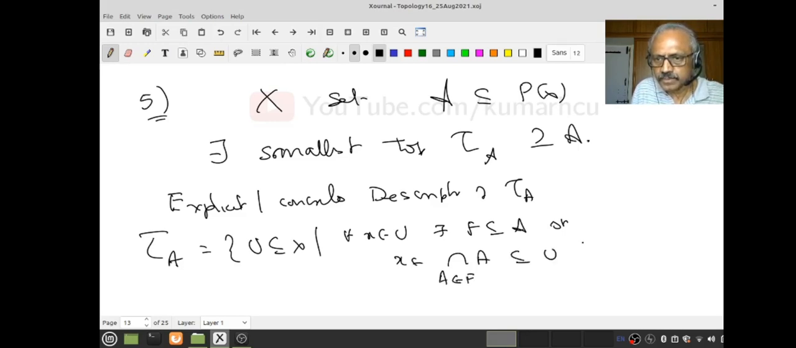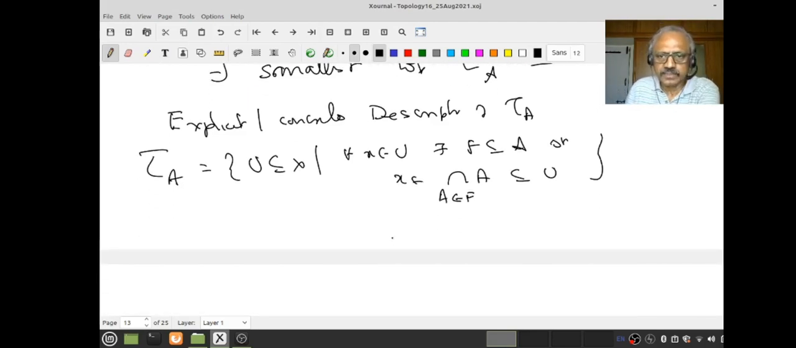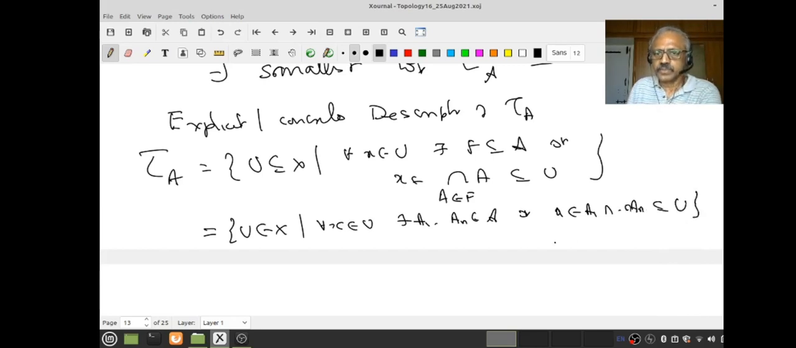As an MSc student, and more than that, you should learn how to work with this kind of thing rather than always enumerating A1, A2, ..., An. For those who are still uncomfortable, let me just say that for every x in U, there exist A1, A2, ..., An in script A such that x belongs to A1 intersection ... intersection An, and that is contained in U. Notice that this n and the A's depend on the point x.